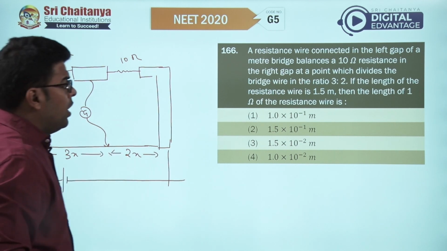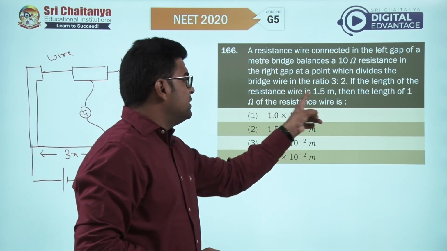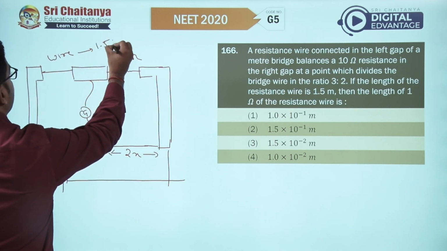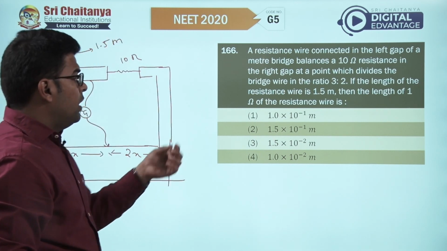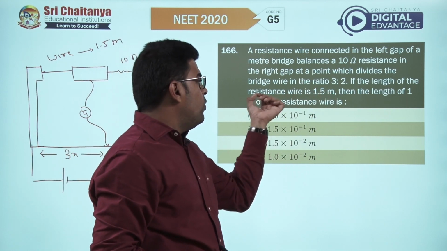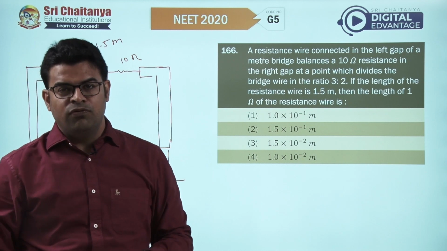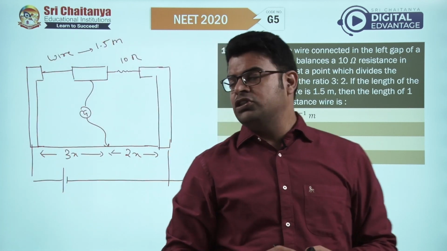Question is, if the length of the resistance wire is 1.5 meter, this wire has got length of 1.5 meter. Then how much length of wire will have resistance of 1 ohm? That is the basic question structure here.